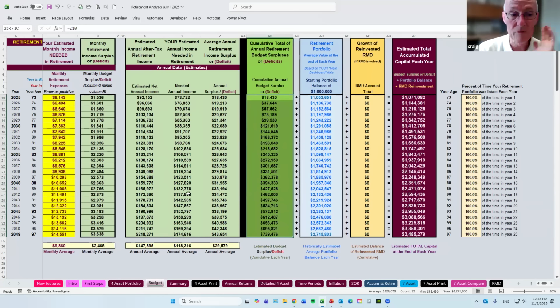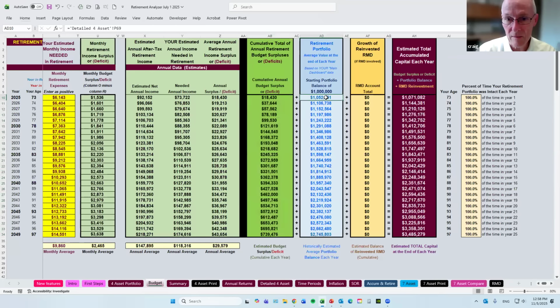Those are real. If you really do only spend 80% of your income, that money accumulates somewhere. This is keeping track of it. Then you add to that the growing balance of your retirement portfolio. So this is the year by year estimated growth of your portfolio. Added to that, any RMD that you're reinvesting. That's another option. I didn't show you that, but we can specify all that.